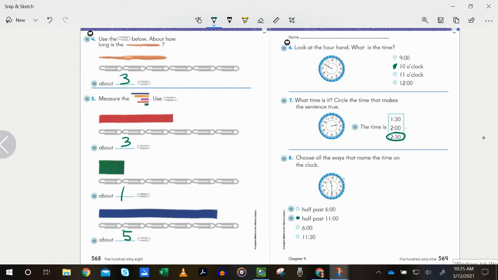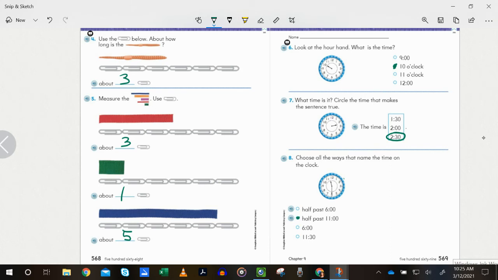6 o'clock might be what you chose if you have your hands mixed up. If the hour hand were pointing down and the minute hand were pointing up, it would be 6 o'clock, but the minute hand would have to be all the way to the 12, not between the 11 and 12.